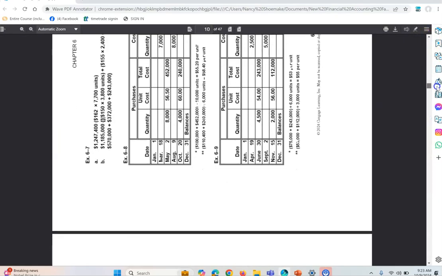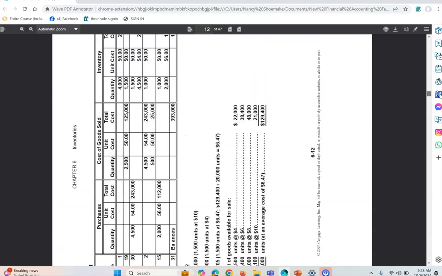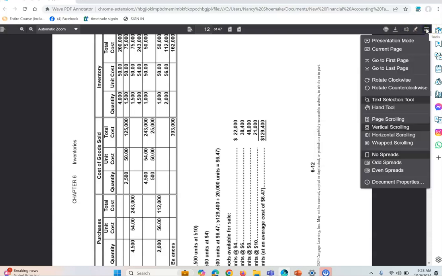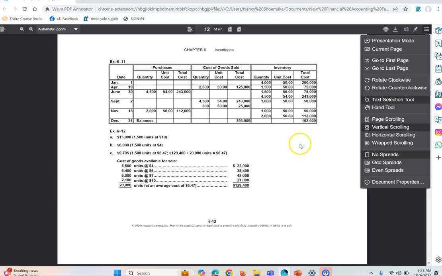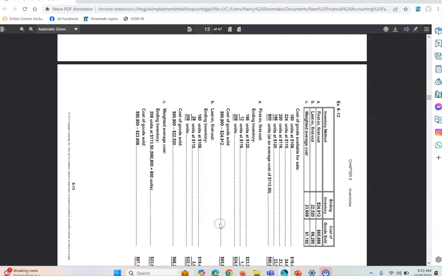Okay. How do I, can I rotate clockwise? Okay. That's 11. I want 13, don't I? Is it 12?